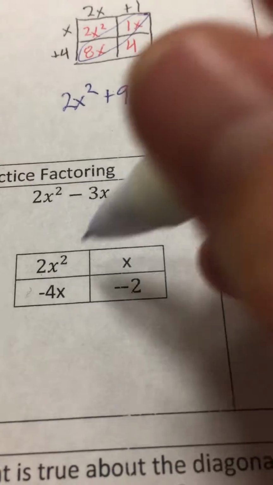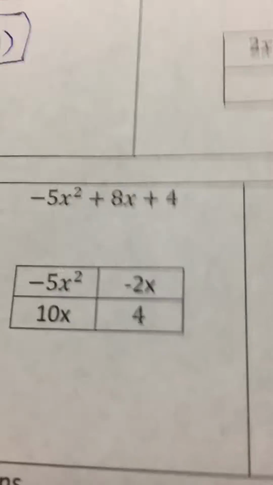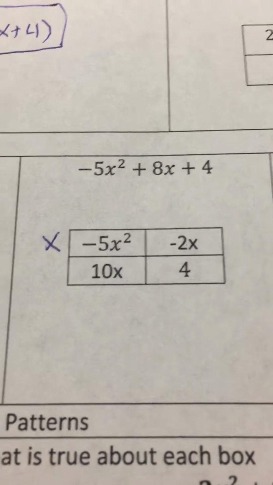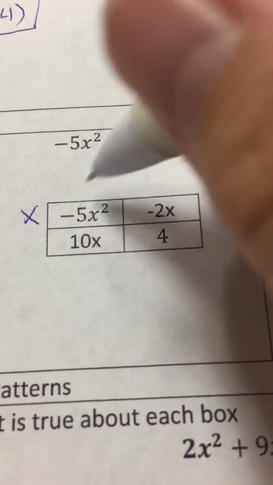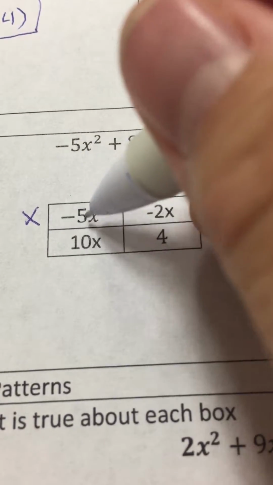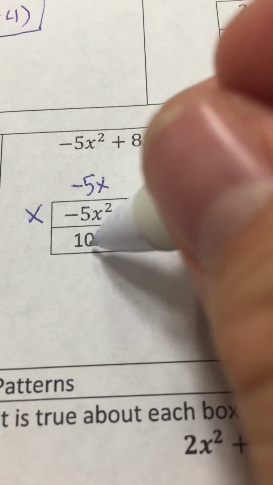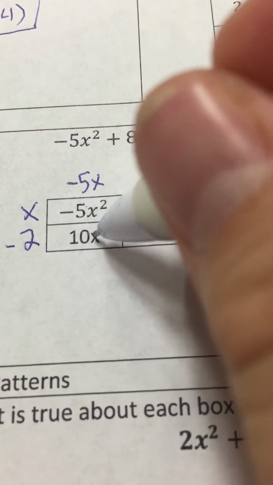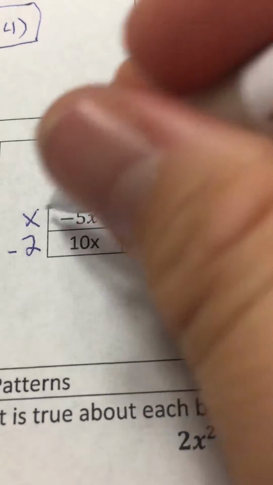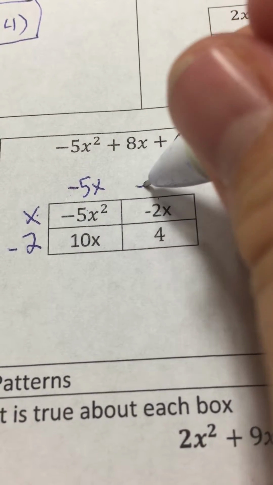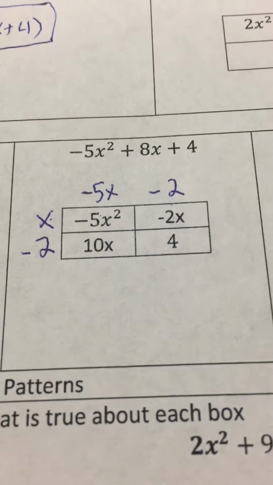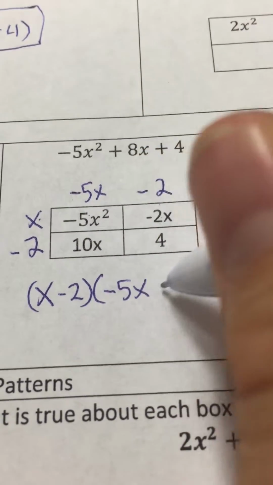So if you have this set up here, I can actually, let's go to this one here. I can take out an x from both of these terms. Okay. Then I can figure out what would go in the rest of these factors. So to get the negative 5x squared, this would have to be negative 5x times x is negative 5x squared. To get a 10x, I need a negative 2 times negative 5x gives you 10x. And then we can find our last one. So x times what is negative 2x? That's negative 2. So your factors are x minus 2 times negative 5x minus 2.